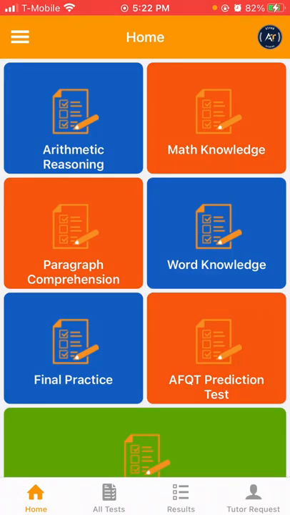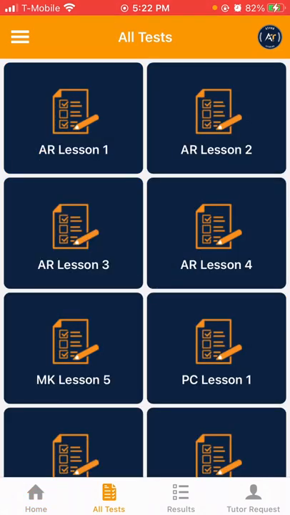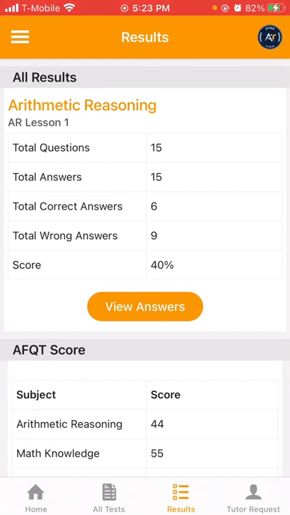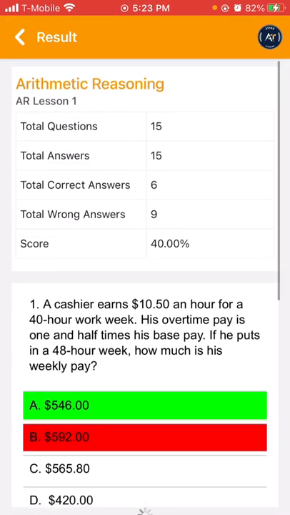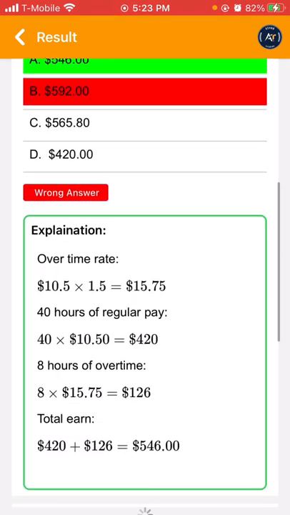If you need all the practice tests in one place, you can go to the All Tests section at the bottom. Every time you take a test, it will save to the results section, which you can find also at the bottom of the application. You can go back and study all the questions that you got wrong by clicking View Answers. As you can see, I have been given all the answers that I've gotten wrong with explanations and correct answers to each.